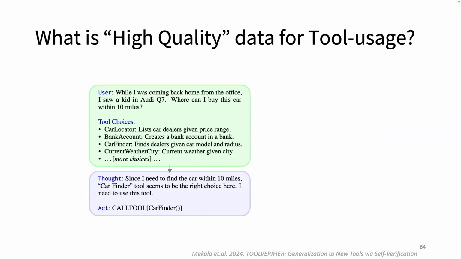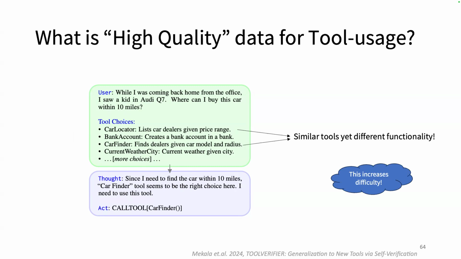Before we get into this and solve the problem, we need to define again what is high quality data for tool usage. In this work, we focus on single tool usage, and this is how a data sample looks in our training data. If you look at the two tools here, card locator and card finder, both are relevant tools for the given data, and they are similar tools, but of different functionality. The user instruction says, when I was coming back home from the office, where can I buy this car within 10 miles? Card finder and card locator do help you in finding the car, but for different purposes. So this increases the difficulty and makes the data high quality. From the learning dynamics perspective also, we notice that this increases the difficulty.